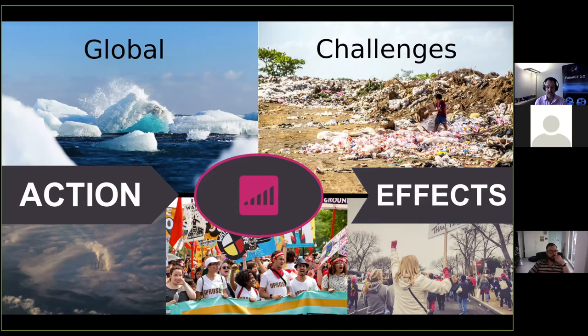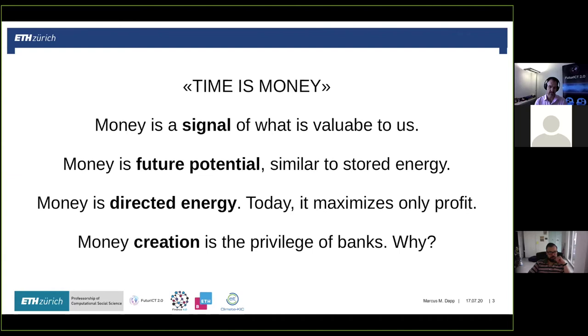And one of these signals societies have been using over the centuries is actually money. So money is something we value and use as a signal. So the starting point is money is a signal of what is valuable to us. Money is also future potential, similar to stored energy. If you have a lot of money, you can actually move things and people. And if you don't in these days, your actions are limited. But money is also directed energy. And today, by design, it maximizes profit.